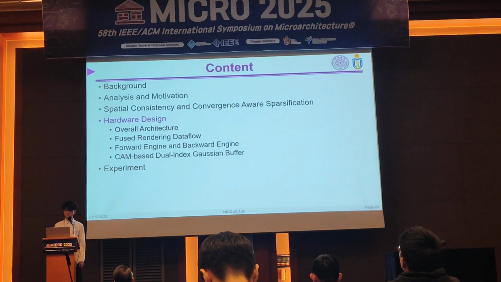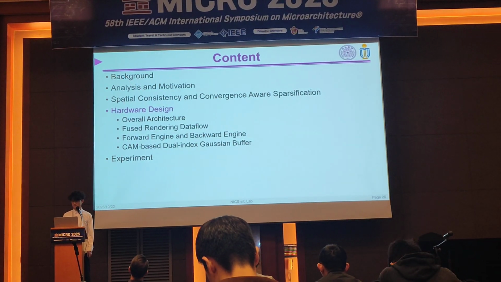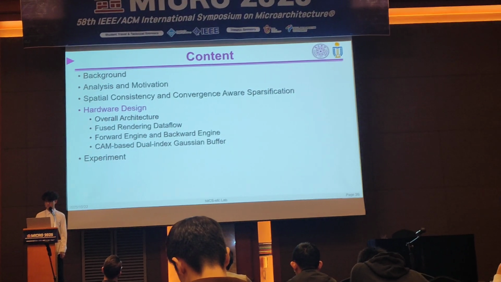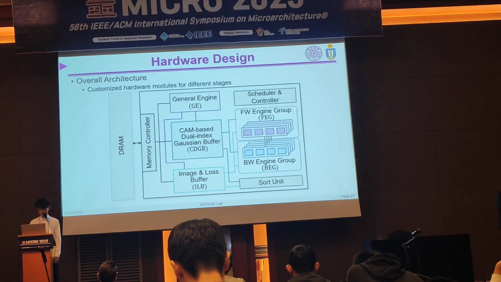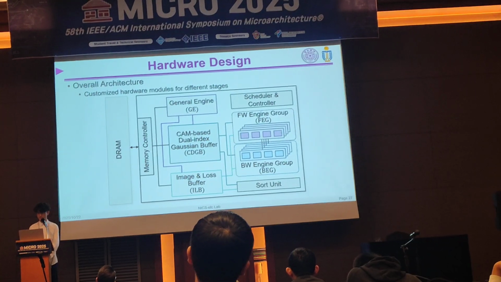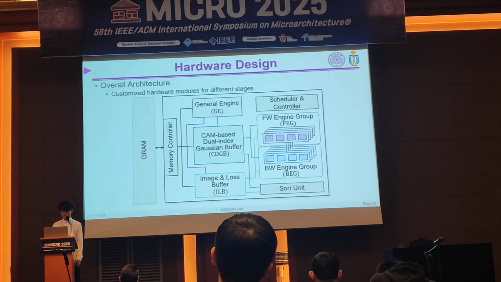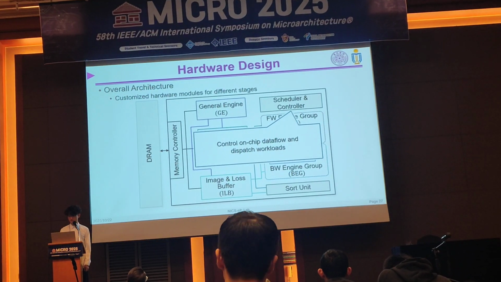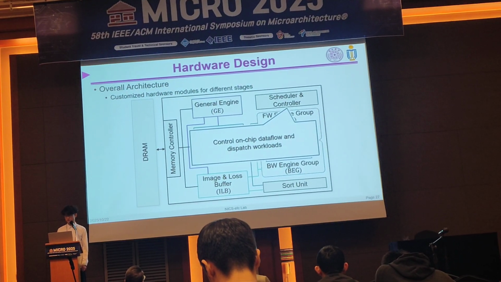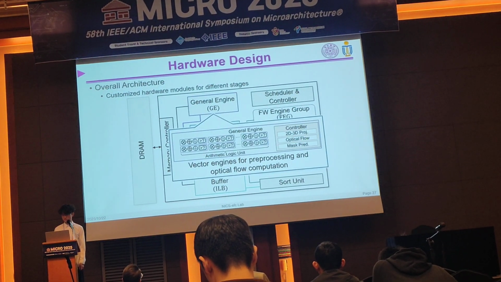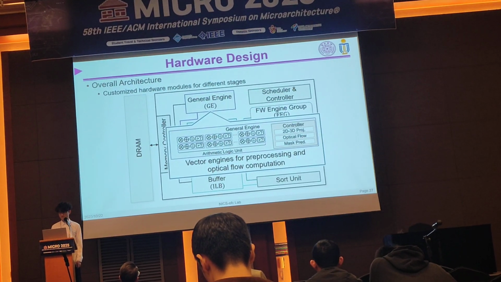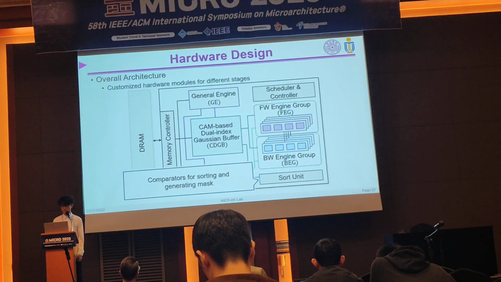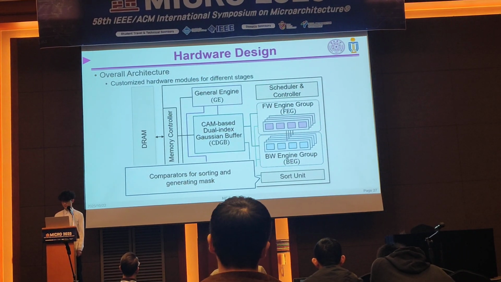And now, let's delve into the hardware design. To support our sparse algorithm efficiently, we co-designed a dedicated accelerator called REACT3D. Here's the overall architecture of REACT3D, and let's have a quick overview of its modules. The on-chip flow and workloads are managed by a central shader and controller, and we have two supporting units: a general engine, which contains vector units for processing and optical flow, and a sort unit with comparators to handle the depth sorting and generate sparse masks.